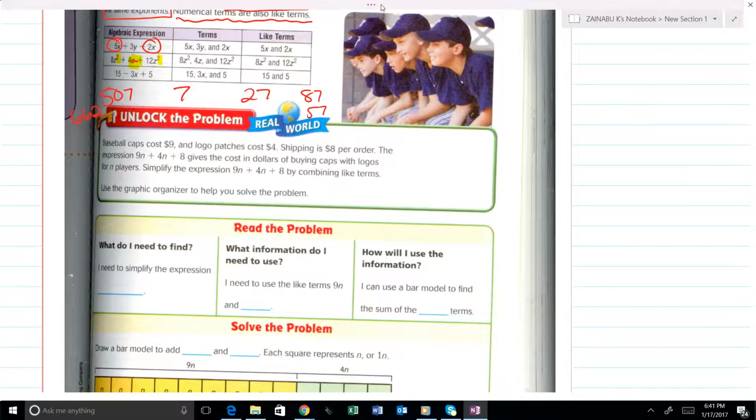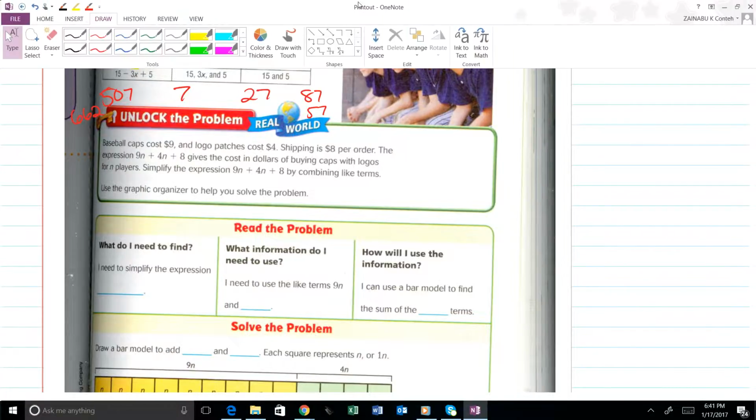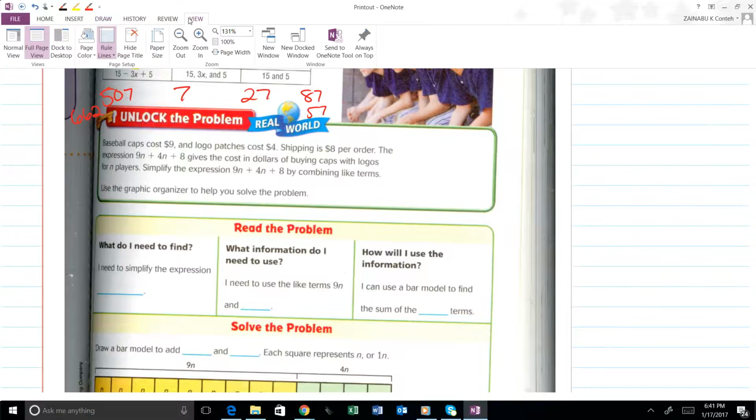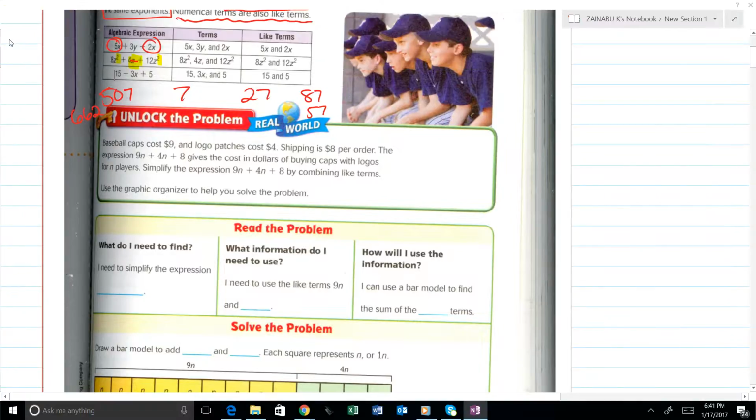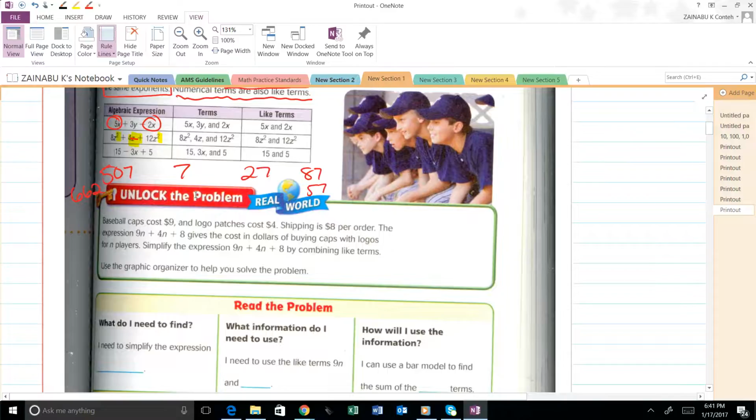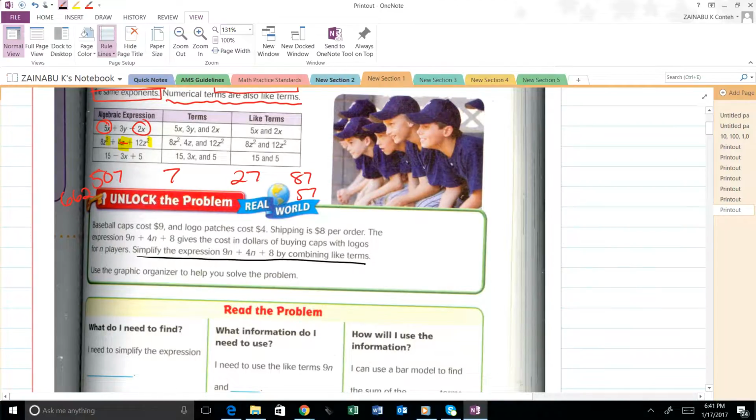What are we asked to do? We're asked to simplify the expression 9n plus 4n plus 8 by combining like terms. If you could just give me a moment, let me go ahead and take this view to normal view. Okay, so now we know we're asked to do an important thing of simplifying the expression by combining like terms. What are some important things in this actual setup of the problem? This expression right here. And so we're going to be using a graphic organizer to help us organize this problem.